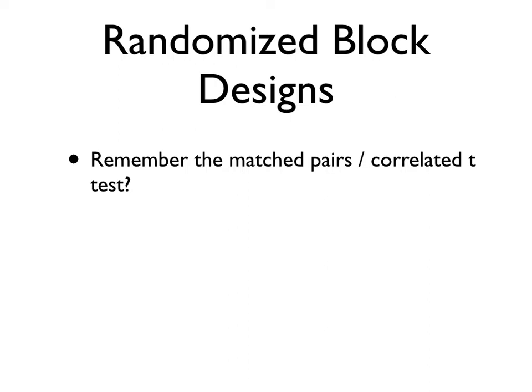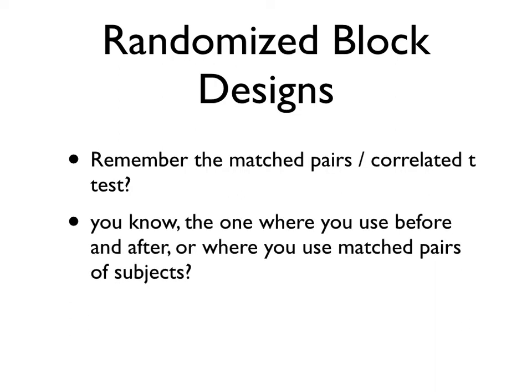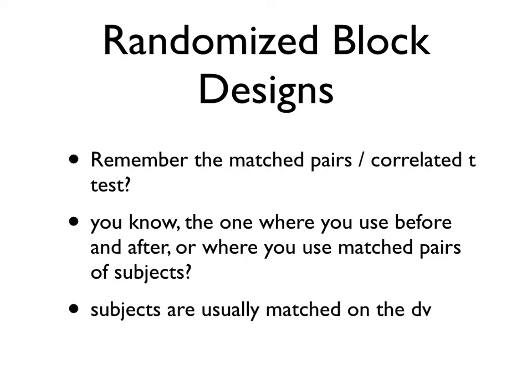Okay. Remember matched pairs or correlated t-tests, as it's sometimes called? Where you just match people up and then you treat them like it's repeated measures. Well, we can do the same thing here with analysis of variance. So before and after, or instead you have the same subjects and you match them on a variable. So this is called a randomized block design. And we usually match the subjects on the dependent variable.